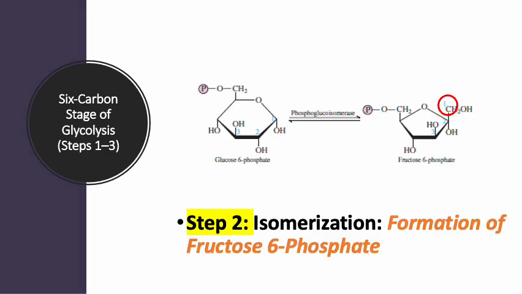Now, on the second step of the 6 carbon stage of glycolysis, glucose 6 phosphate is isomerized to fructose 6 phosphate by the enzyme called phosphoglucoisomerase. As you can see here, the net result of this change is that carbon 1 of glucose is no longer part of the ring structure.